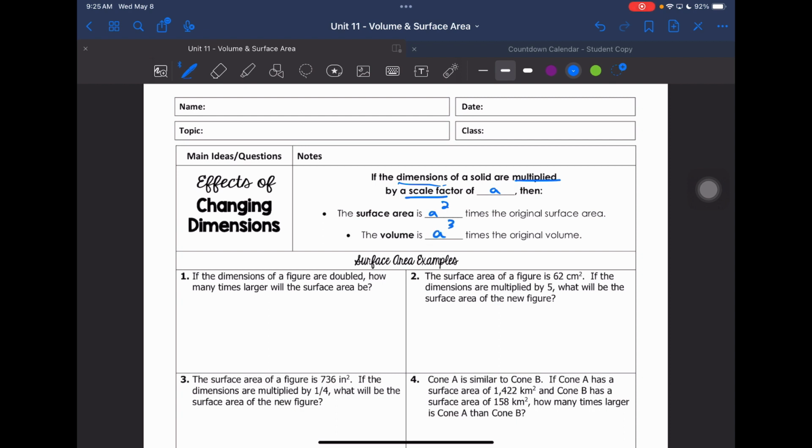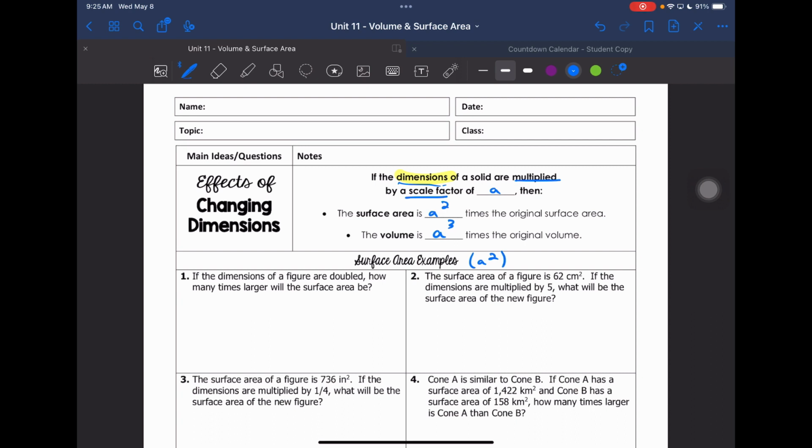So remember, dimensions just refers to the length or the width or the height. And if you multiply the dimensions by something, that's going to make a change to its surface area. And this is how we find what the new surface area would be. So next to all these surface area examples, let's write a squared, because that's how we're going to find out what the new surface area would be.